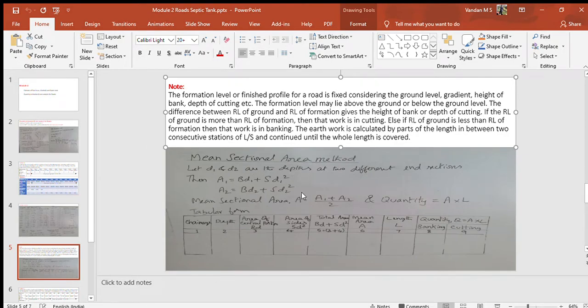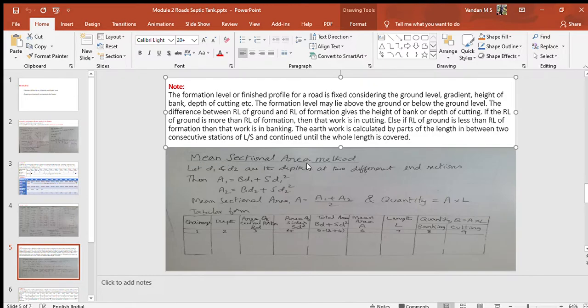Dear students, in the previous slide we have discussed various methods of earthwork calculation for the roads and solved one problem on the method of mid-sectional area. Here in this slide we shall discuss the second method for the calculation of earthwork, that is the mean sectional area method.